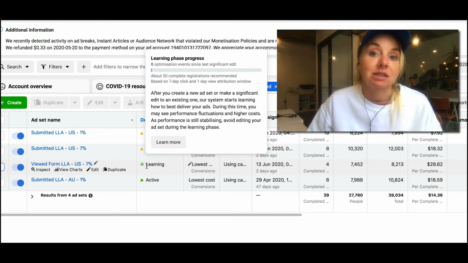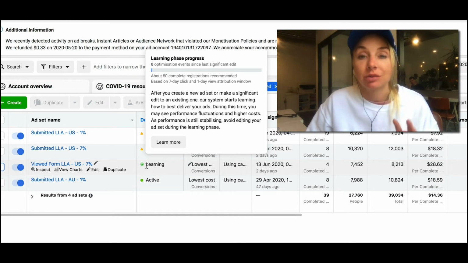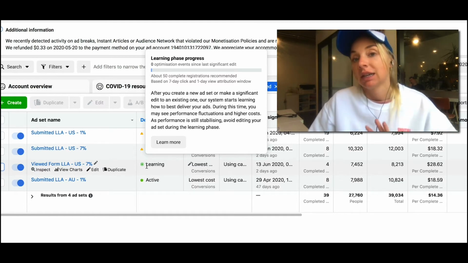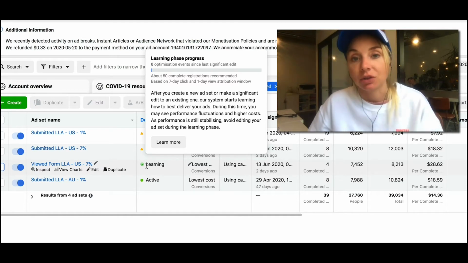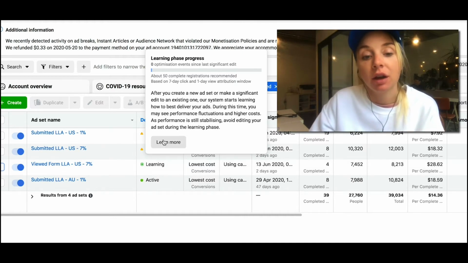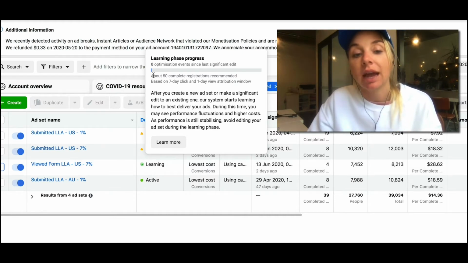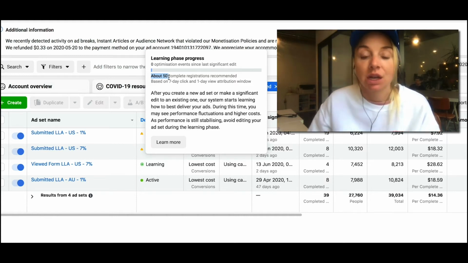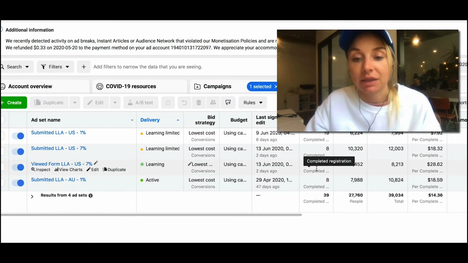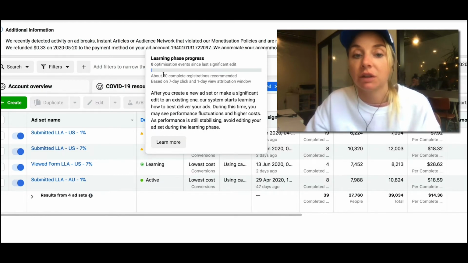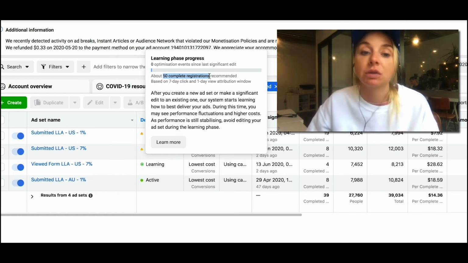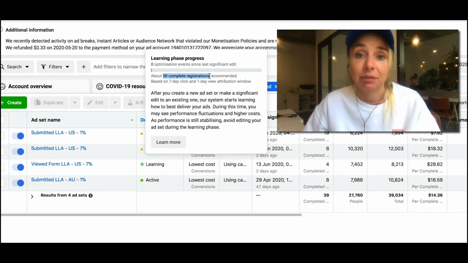Side note about that, that's why it's important to try to not touch your ad sets until they exit that learning phase, because results can be really volatile during the learning phase. Now you'll see here, Facebook says that it will exit learning phase after about 50 event triggers. So at this ad set, I'm optimizing for completed registration. So Facebook's telling me that after about 50 of those, it will go into active and be a lot more stable in terms of delivery and the results that I'm getting.